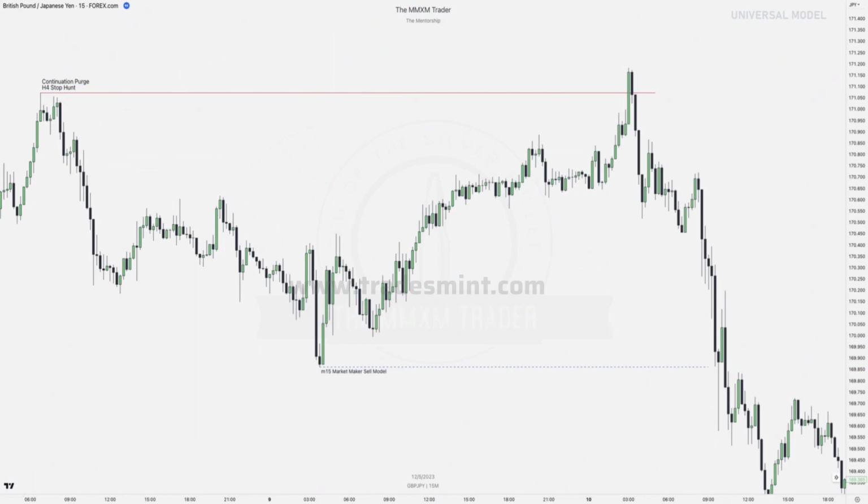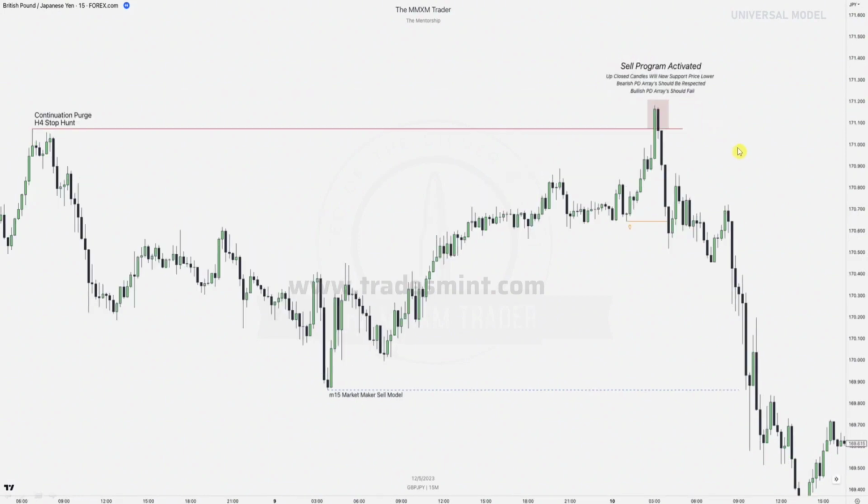So we got that 15-minute time frame over here. So now we're on that short-term perspective, right? So we had that long-term draw on liquidity. We had that 4-hour being in line with our bias from the long-term. And now we wait for that purge on the 4-hour, which happened over here, right? As soon as this gets stop hunted, what do we get? We get a sell program activated, right? So now after this purge on liquidity, all up close candles will now support price lower, and the bearish PD array should be respected and the bullish PD array should fail, right?